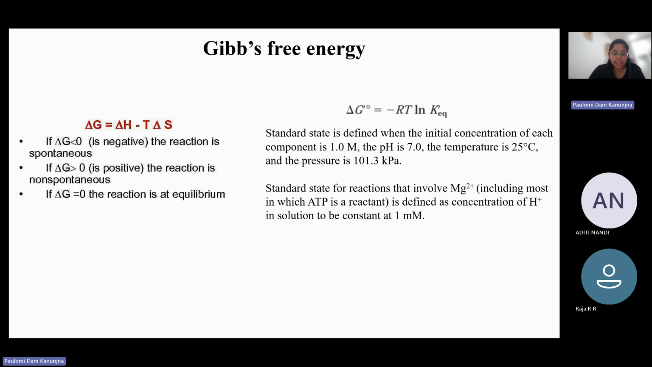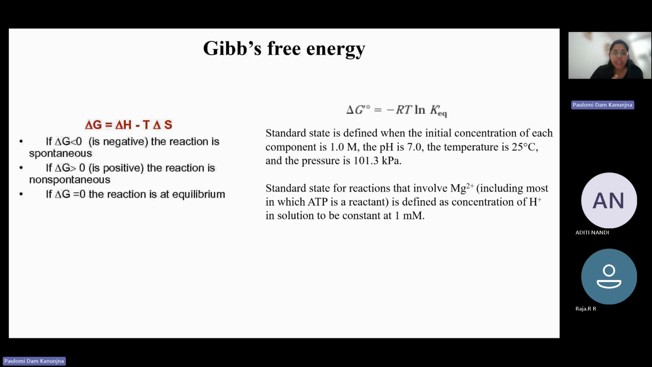That the system changes so as to possess less free energy. So the delta G will then have a negative value and the reaction is exergonic. We already know this, right? That your delta G, if it is negative, the reaction is spontaneous. It tries to release free energy. It tries to reduce the free energy, right?